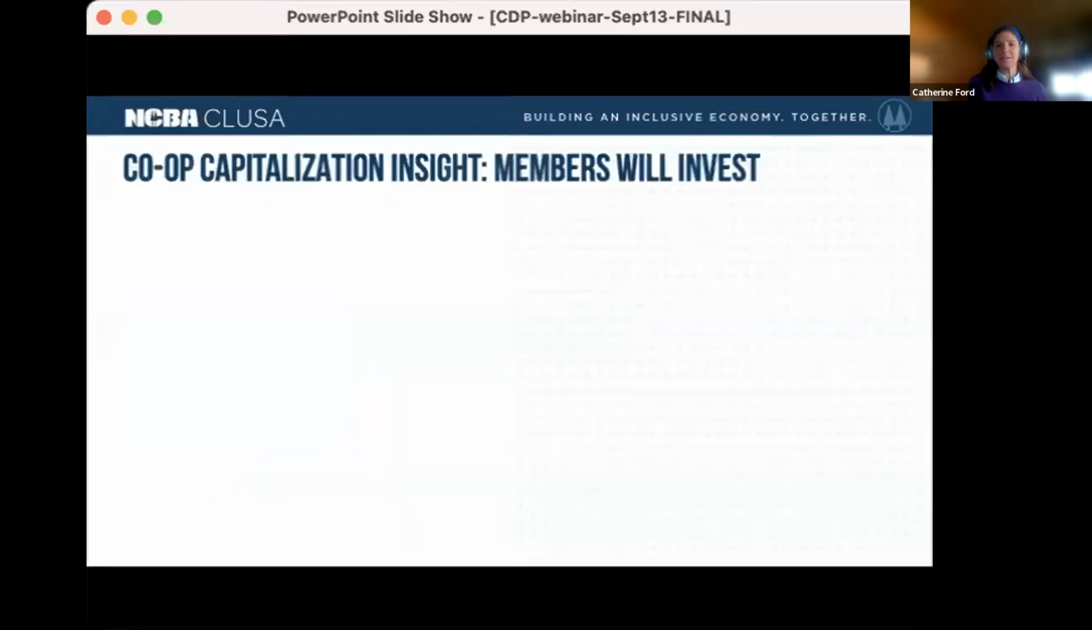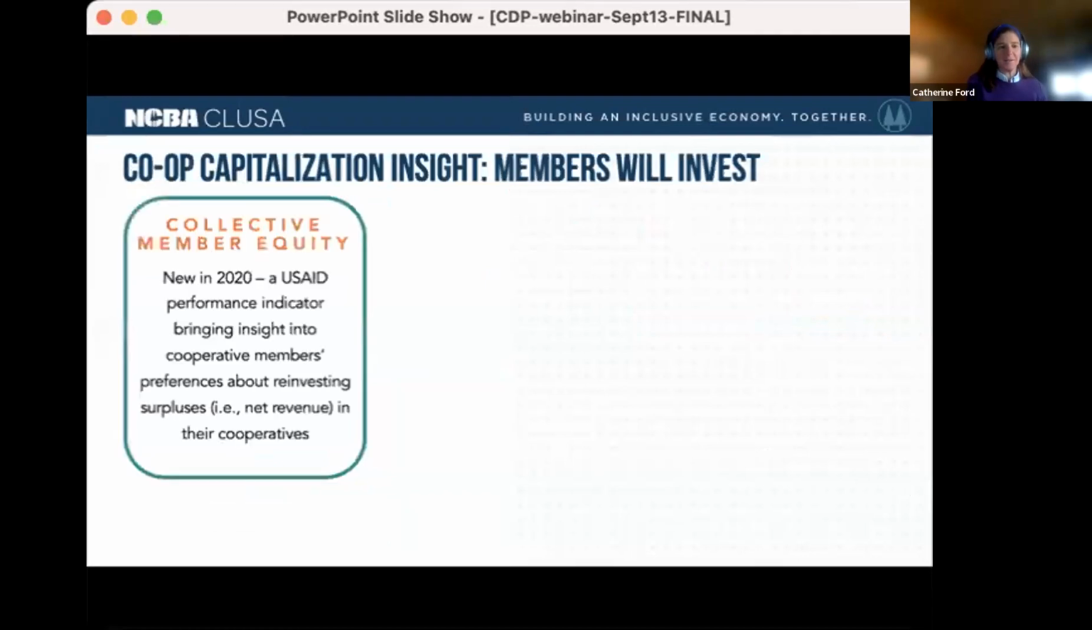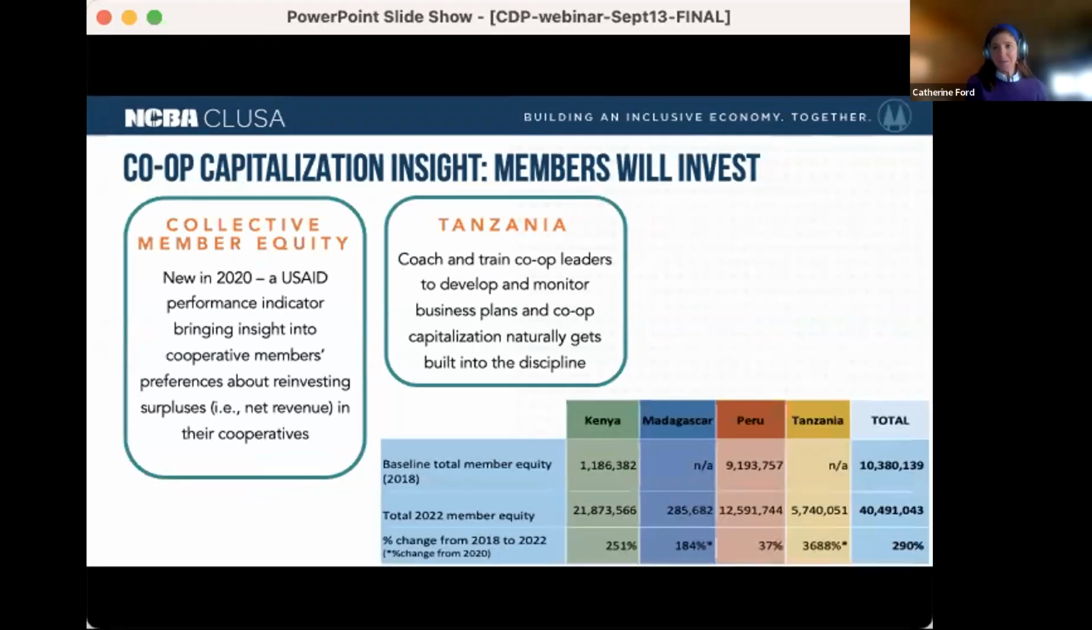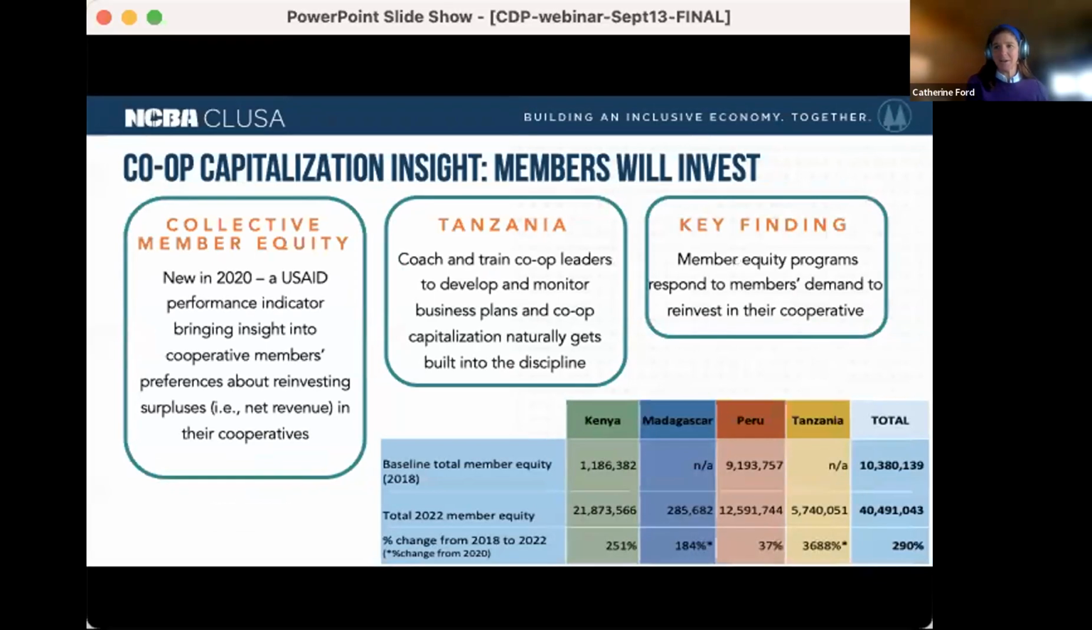Next slide, please. Finally, there were 3 major insights for co-op capitalization that we want to list here. The first is that NCBA CLUSA discovered early on in the project that individual member equity ignored the importance of shared capital. And that by adding this additional indicator, which was introduced in 2020, this then provided insight into members' appetite to reinvest surpluses in their cooperative.